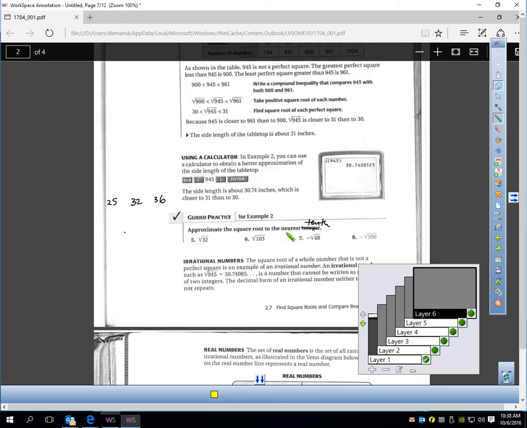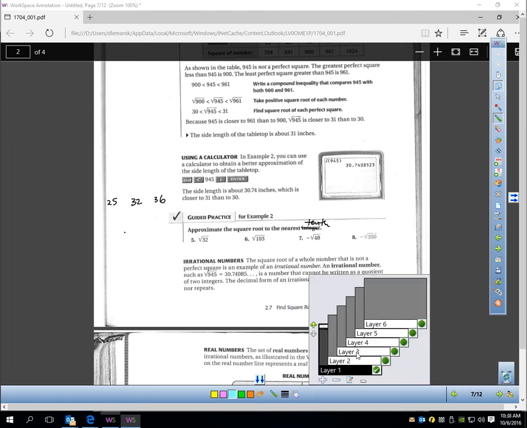Let's practice approximating some square roots to the 10th. Let's approximate the square root of 32. You're going to impress the heck out of your parents tonight when you go home and you're having a family dinner and you can approximate a square root to the 10th. They're going to be amazed at you. Okay, here's how you do it.